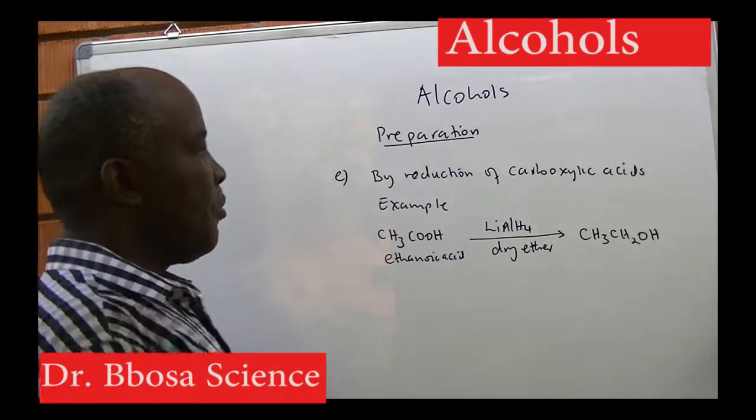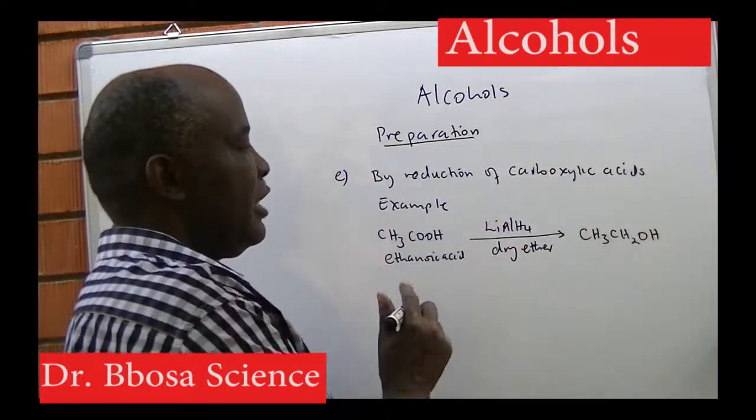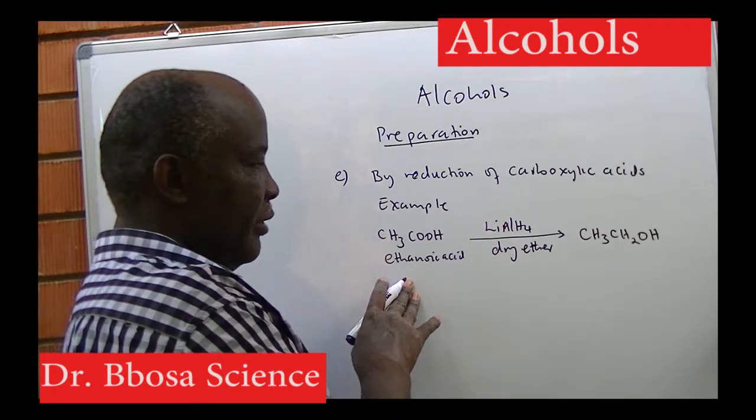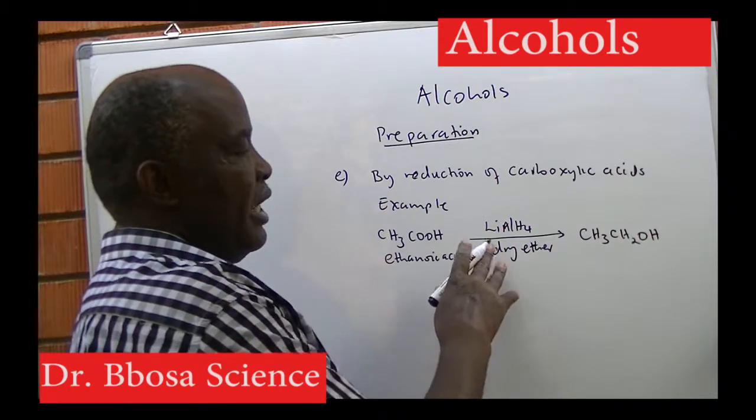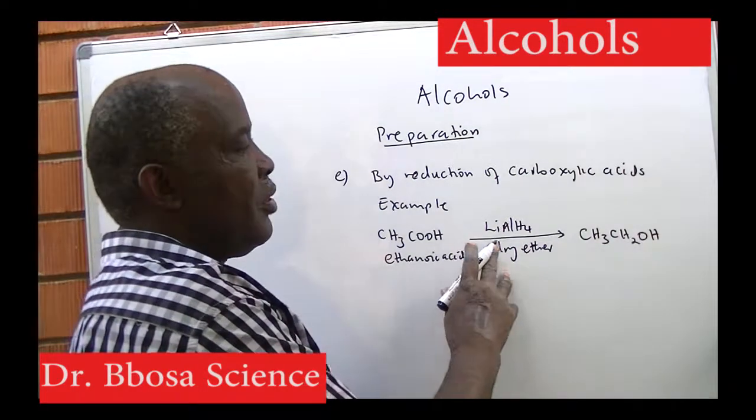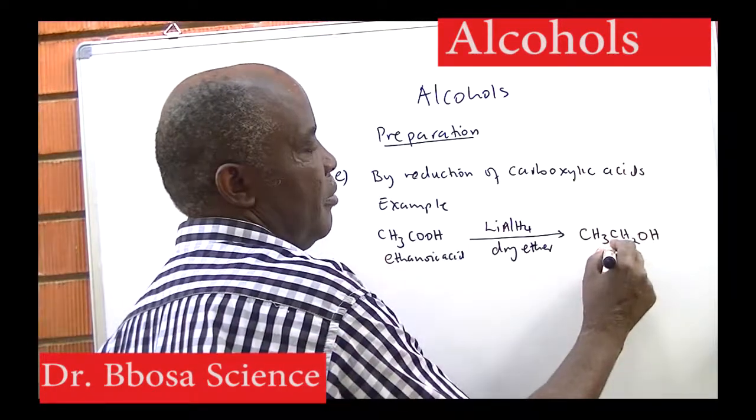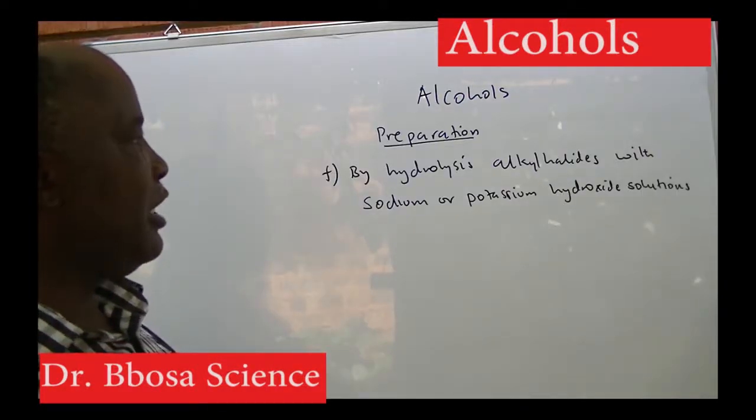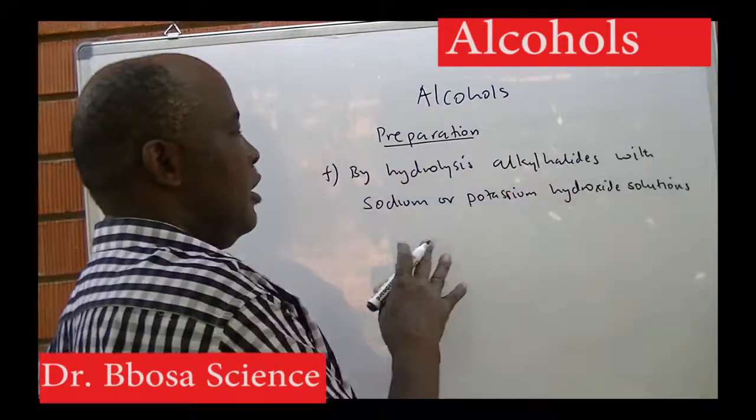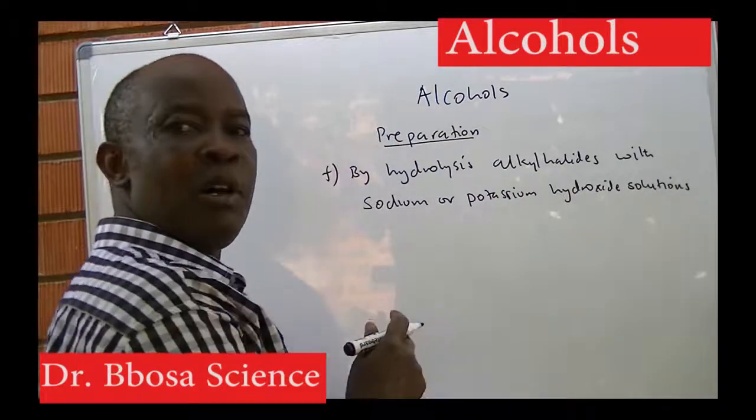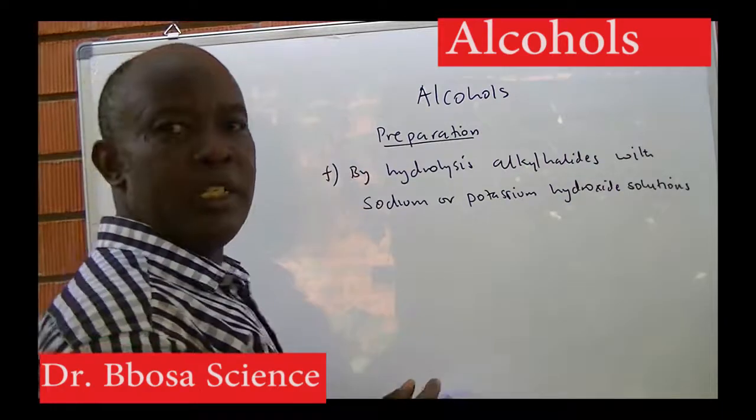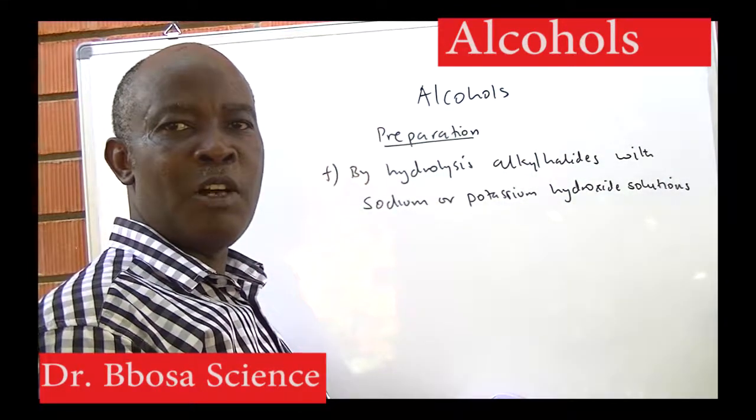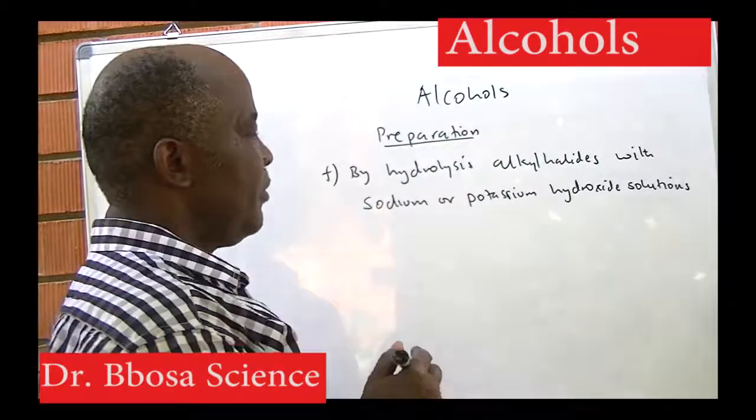E. Reduction of carboxylic acids. For example, ethanoic acid is reduced by lithium aluminium hydride to ethanol. F. By hydrolysis of alkyl halides with sodium or potassium hydroxide solutions. The mechanism depends on the class of alkyl halides.